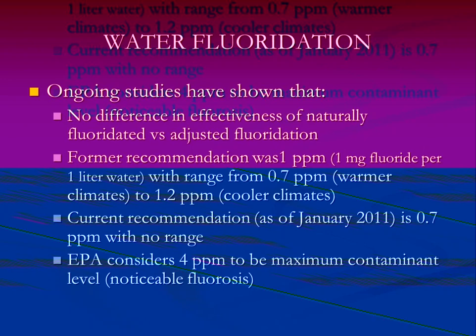The EPA has stated that 4 parts per million is the maximum contaminant level. That's when we'll get noticeable fluorosis, more severe cases of fluorosis. So if a water system within a community has over 4 parts per million, then we have to defluoridate that water to an optimal level.